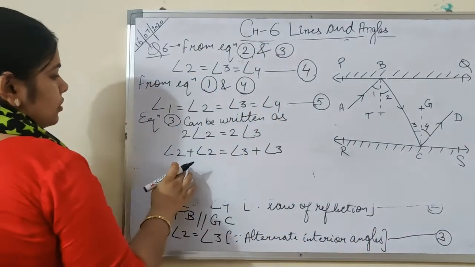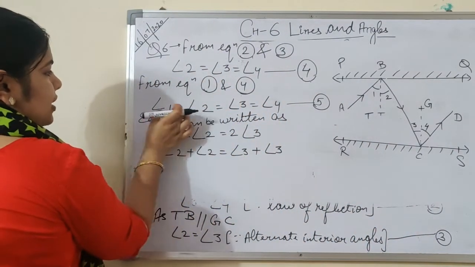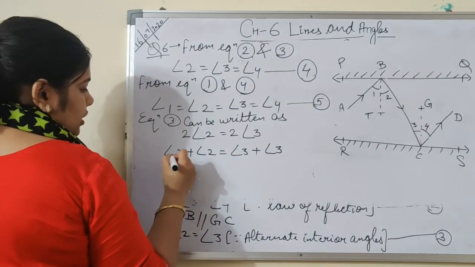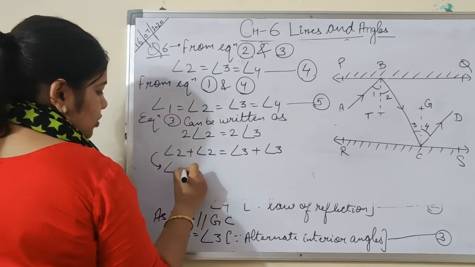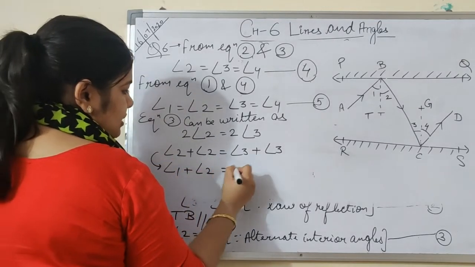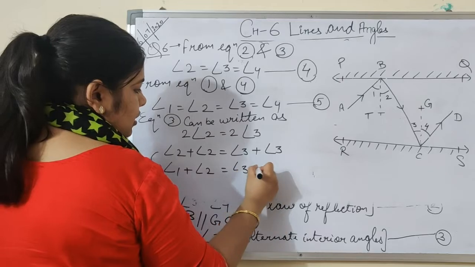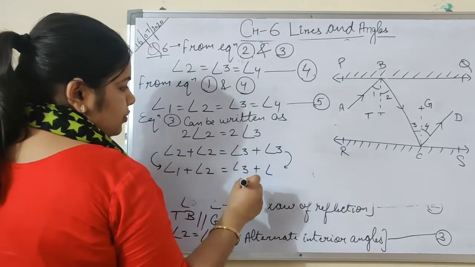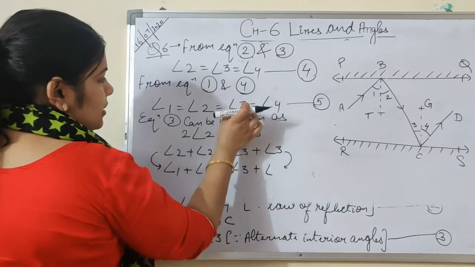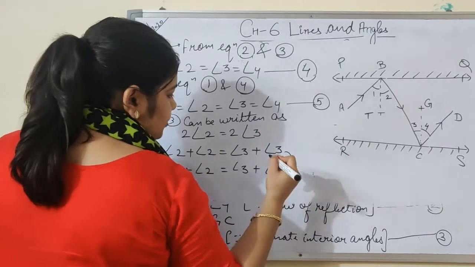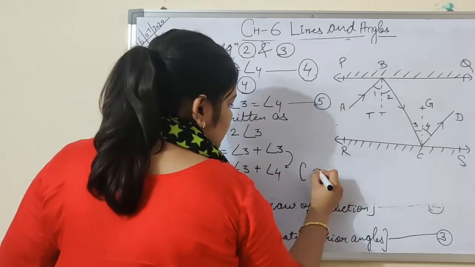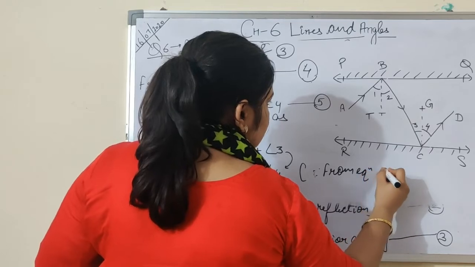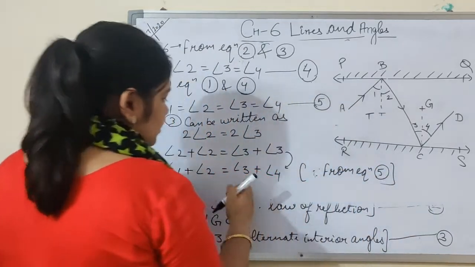Okay, so I can put in place of angle 2 as angle 1 because of equation number 5. So I am writing here in place of angle 2 as angle 1 and angle 2 I am writing as it is. Then here also I am using equation number 5 according to my use, that is I am writing in place of angle 3 as angle 4. So from equation 5 we can write it like this.